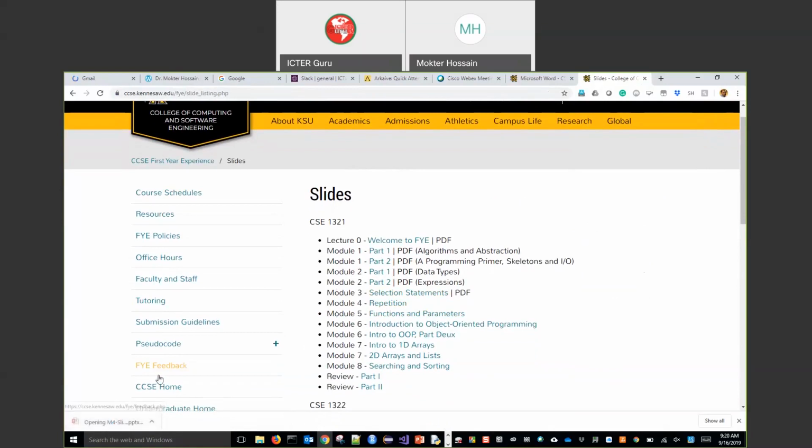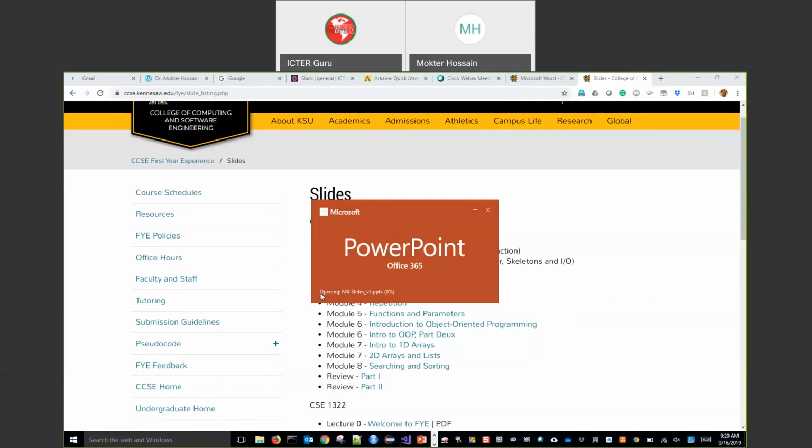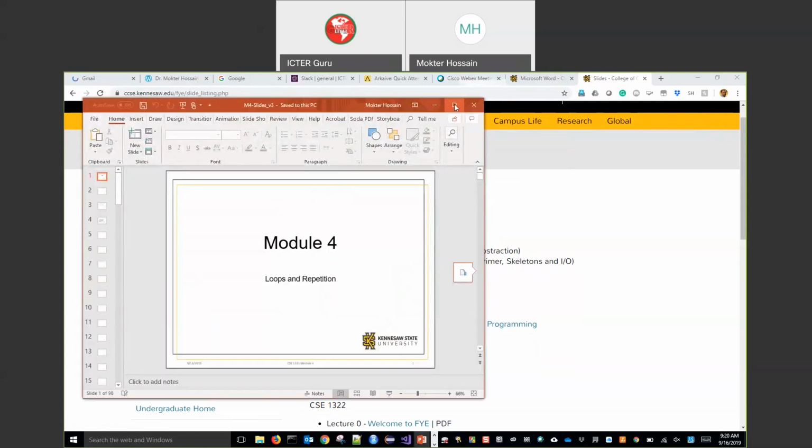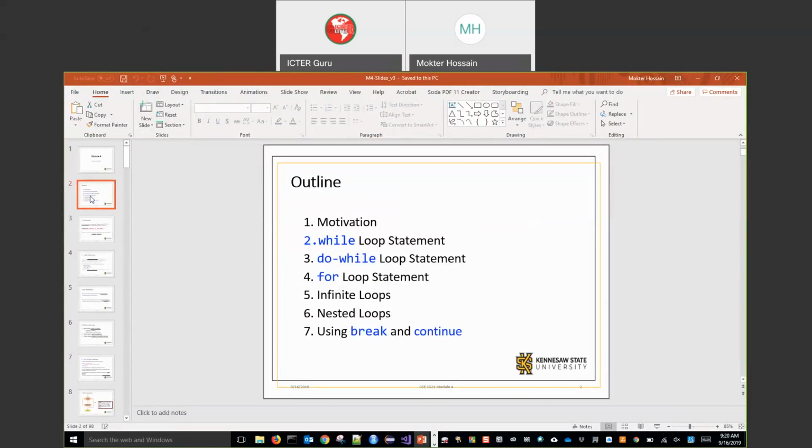Okay, so today we will start with repetition statements. There are mainly three keywords for repetition: while, do, and for. Do is always followed by while, as in do while. There is a minor difference between while and do while. We will discuss those differences today.